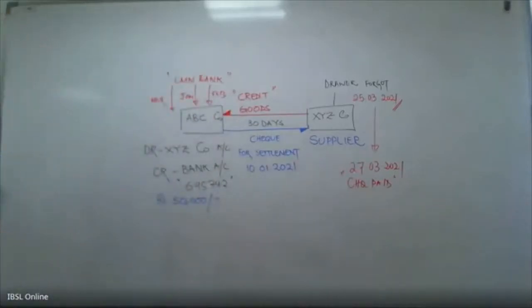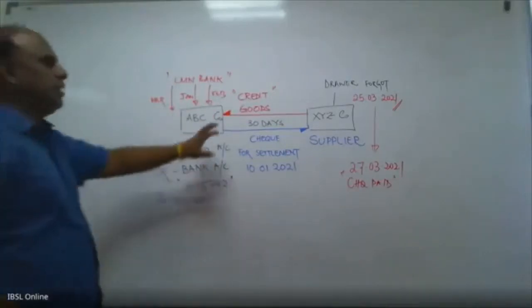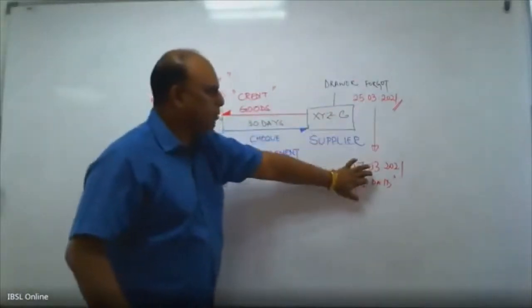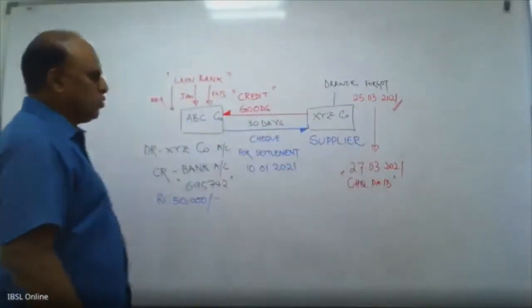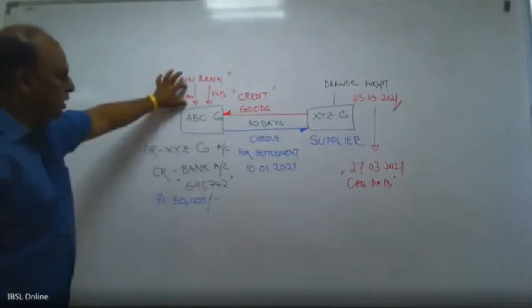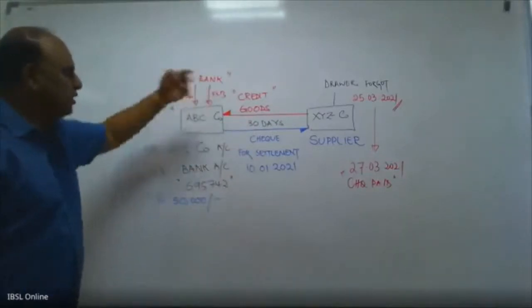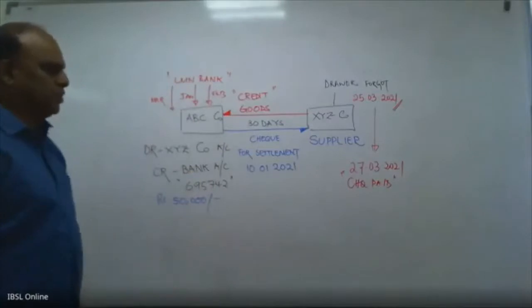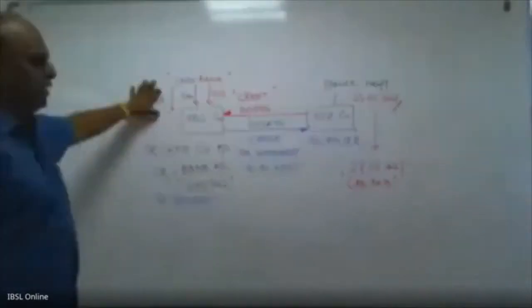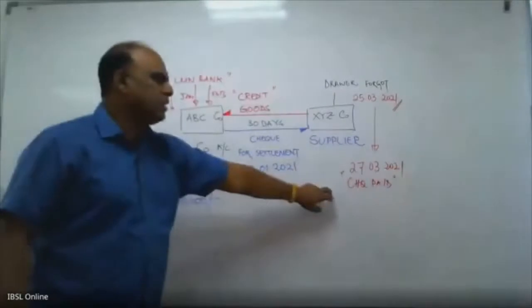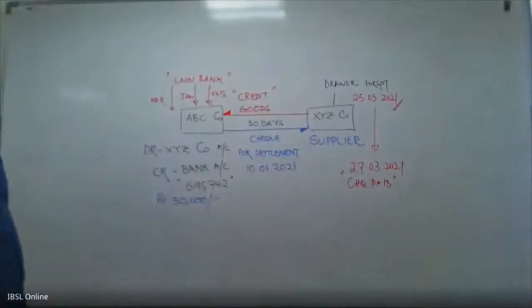So what does this mean? You have issued a check, but the check has not come for payment. So when you are doing the January reconciliation, you don't see the check. When you are doing the February reconciliation, you don't see the check. When you are doing the March reconciliation only, you will see this check because it will get paid.